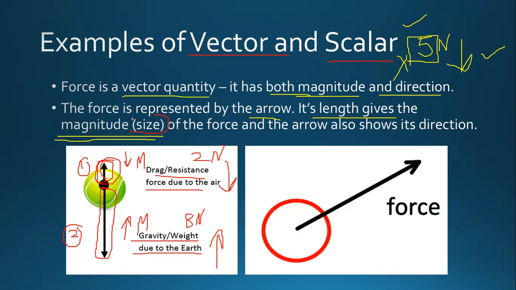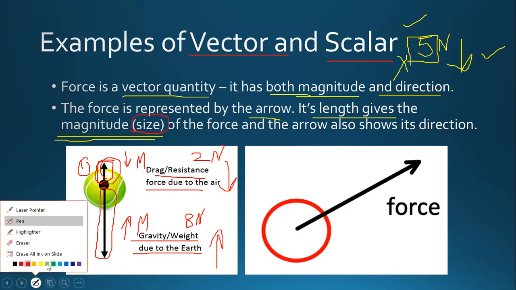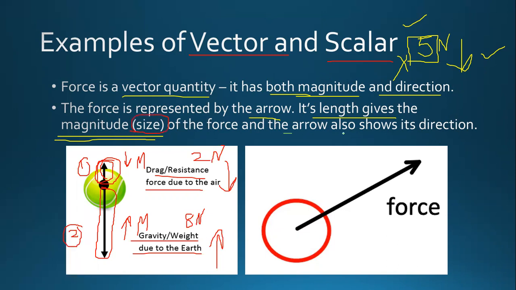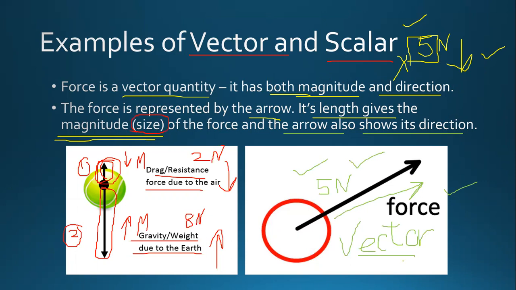Magnitude is also called the size of the force. And the arrow also shows its direction. Now look at the direction too. Now this is a force of 5 Newton let's say, and a direction is attached to it. You have magnitude, you have unit, you have direction. So this would be a vector quantity. That is why force is a vector quantity, as it has a magnitude of 5 Newton as a unit and diagonal as a direction.